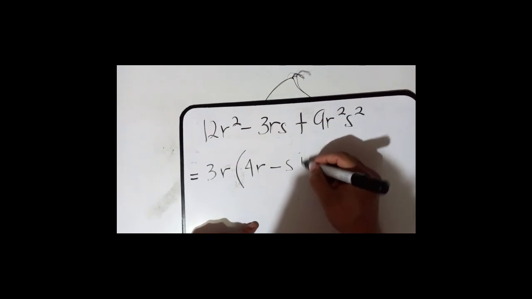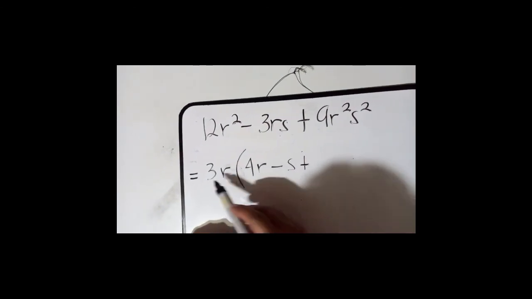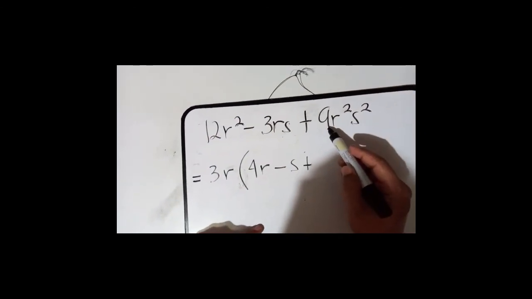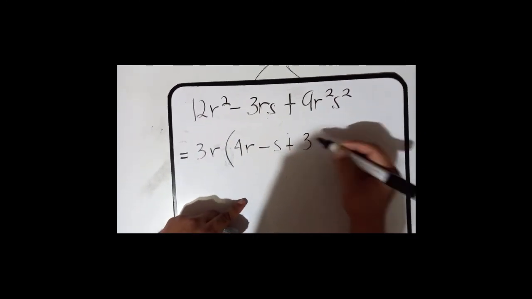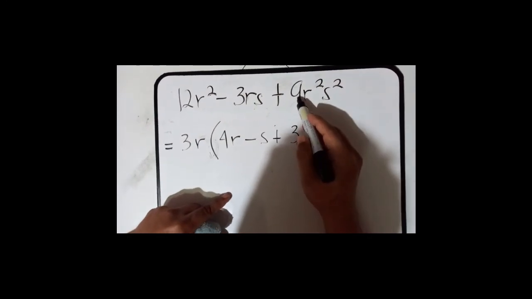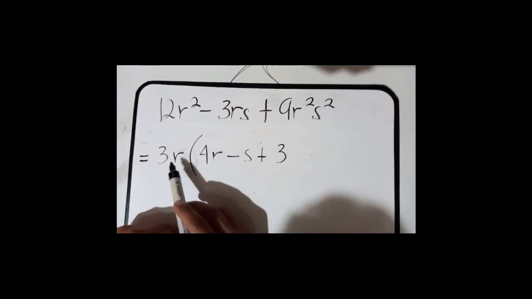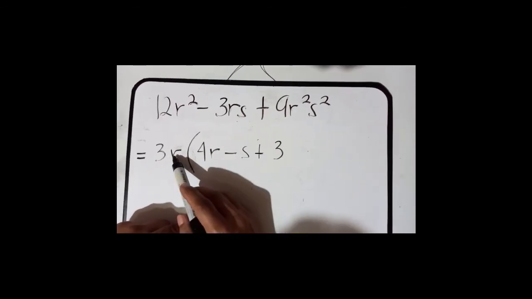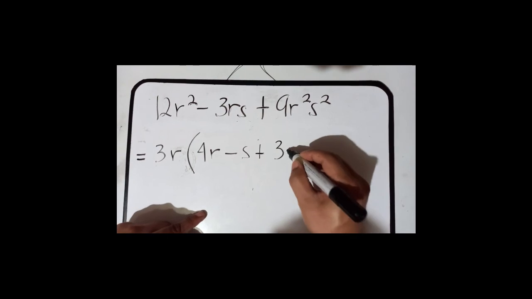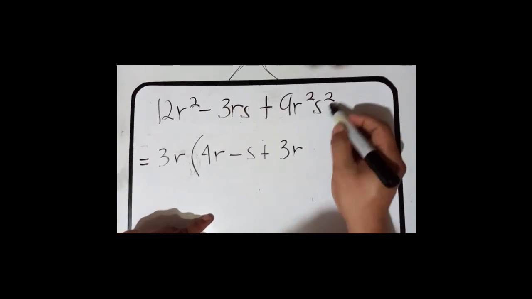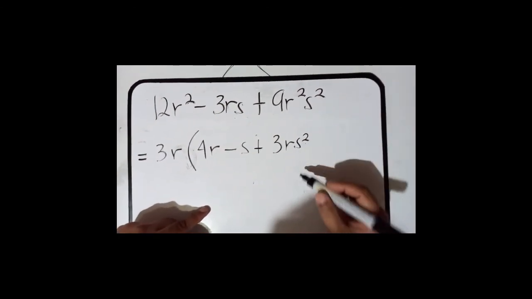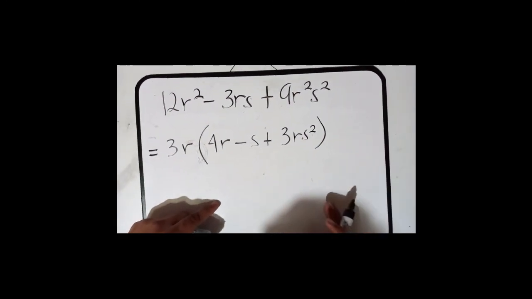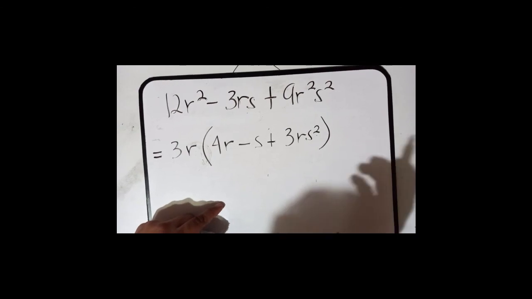And then plus, so what number should we multiply with 3 so that we'll be able to get 9? Okay, so we have 3 here because 3 times 3 is 9. And then r times r should be r squared. So let's add r here, and then we'll just copy the s squared. So there you go, that is now our answer. So factoring, we are pulling out the greatest number.